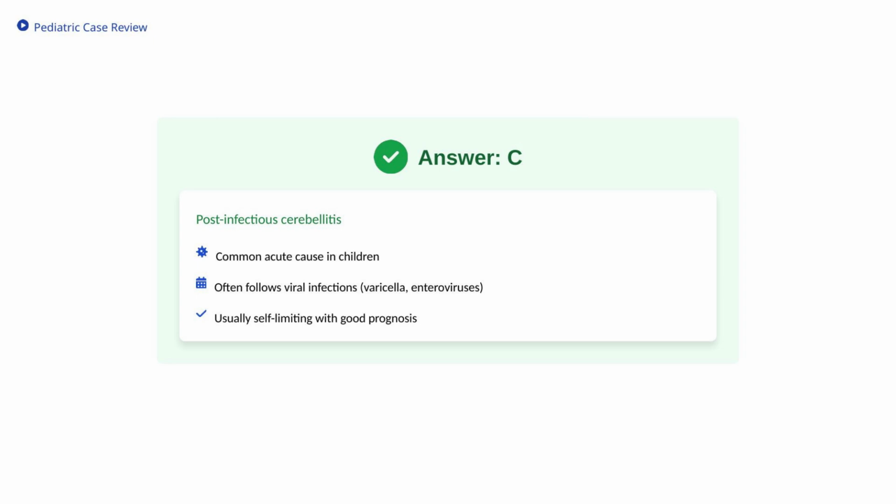Post-infectious cerebellitis is the most likely diagnosis in this scenario. This is a common cause of acute ataxia in children, typically occurring 1 to 3 weeks after a viral infection such as varicella or enterovirus. Unlike Friedreich's ataxia or spinocerebellar ataxia, which are genetic and progressive, post-infectious cerebellitis has an acute onset and is usually self-limiting with a good prognosis. While brain tumors can cause ataxia, the temporal relationship to the viral illness strongly suggests post-infectious etiology.